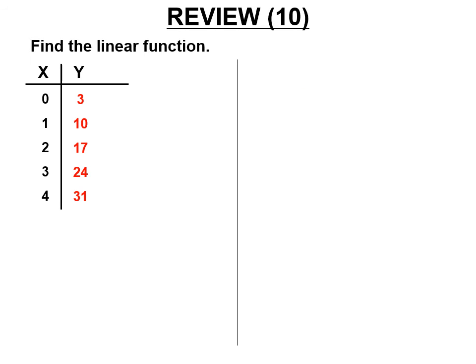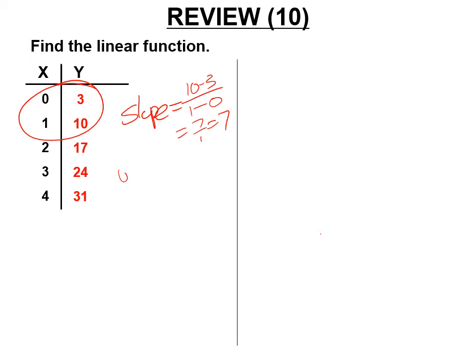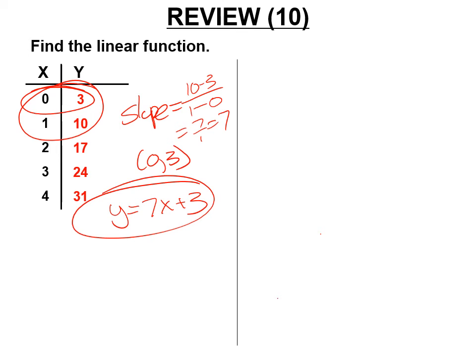Okay, find the linear function. So the first thing you do, this is the end of the test, you find the slope. Subtract your y's, subtract your x's. I got a slope of 7. Then you see, do I know the y-intercept? This is an easy one. There'll be easy and hard ones. The easy ones are right there. Y equals 7x plus 3. The y-intercept's in the table. You don't have to figure it out like the last lesson.